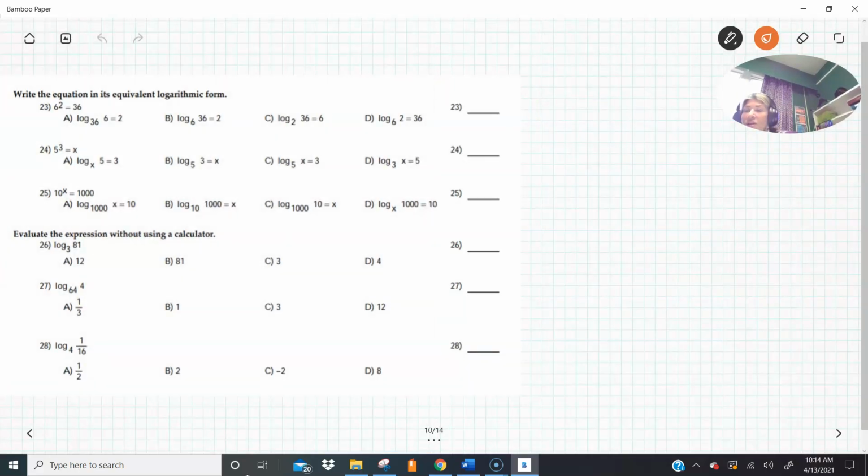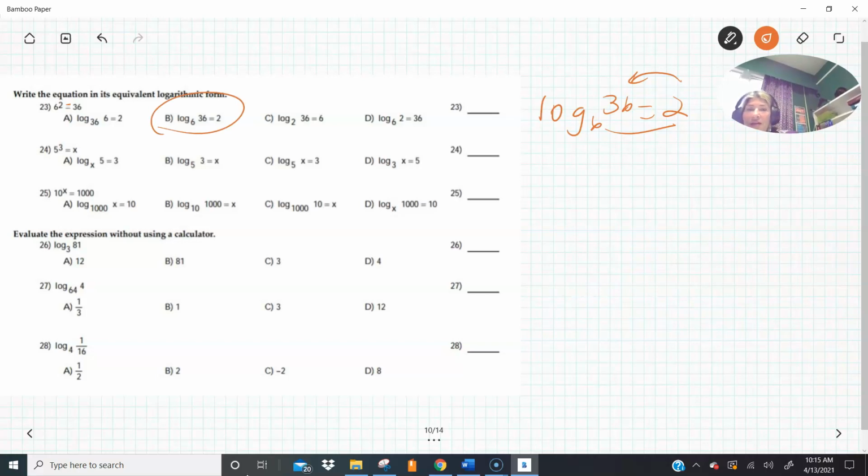Write the equation in its logarithmic form. This says 6 squared equals 36. The base is 6. The exponent is what it equals to because you're going under and then back over, and 36. So log base 6 of 36 equals 2. The best answer for number 23 is B.